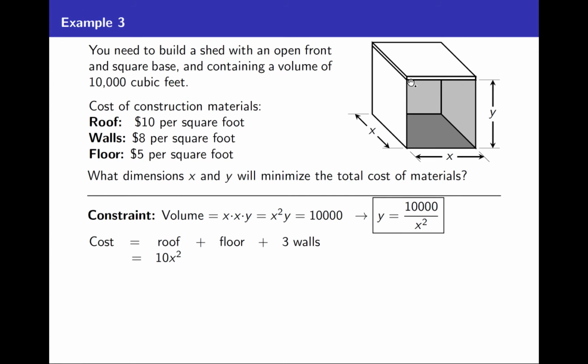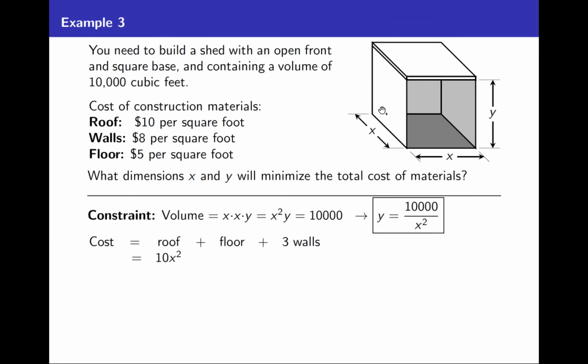It's x by x square feet, so it's x squared square feet. And the cost is $10 per square foot. So the total cost of the roof is going to be 10 times the area of the roof. That's 10 times x squared.